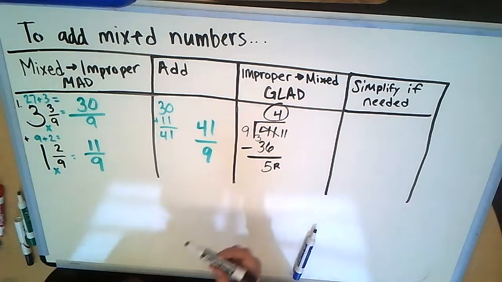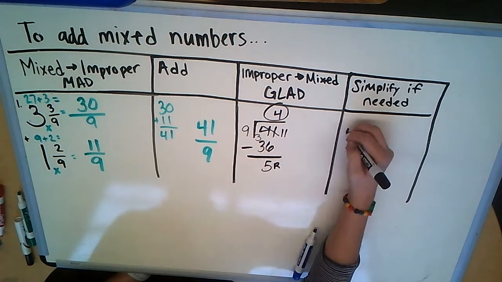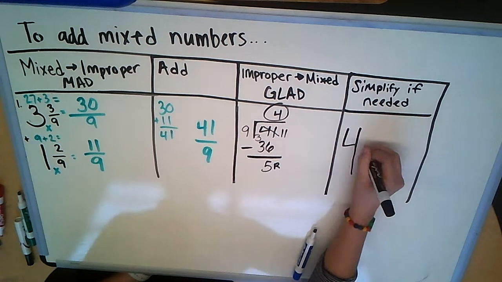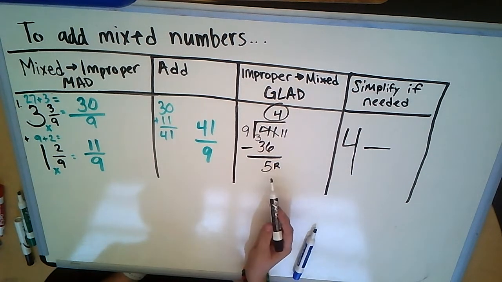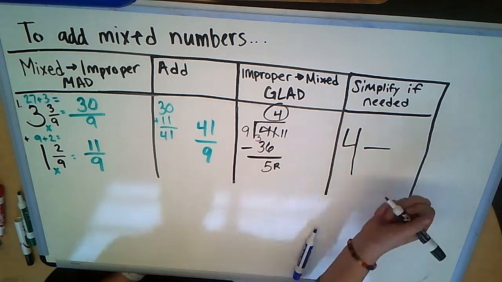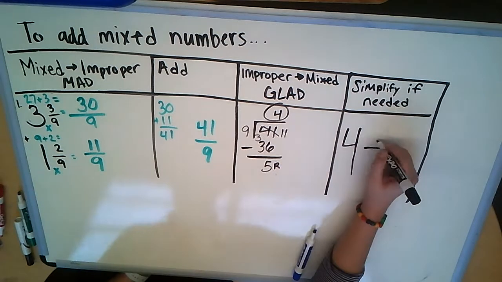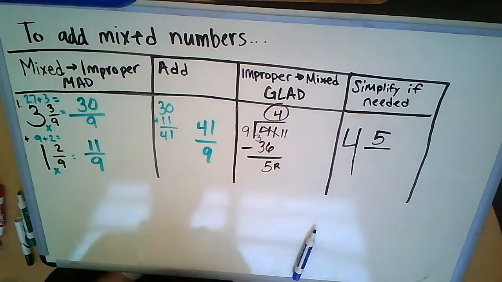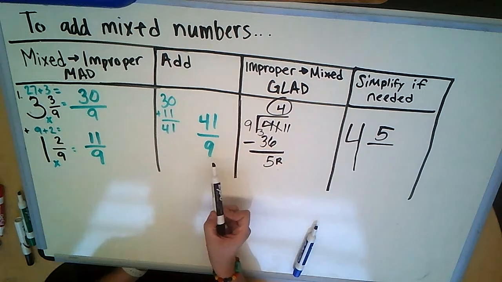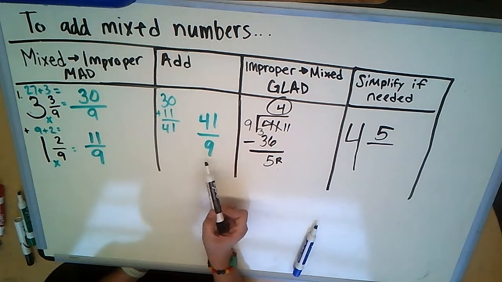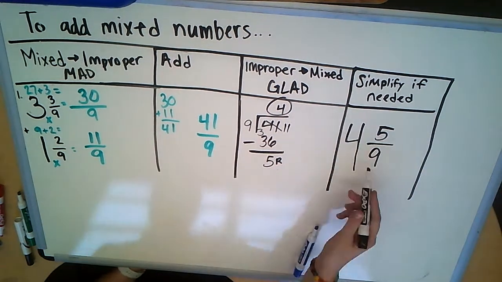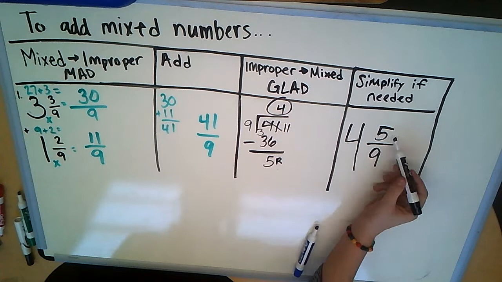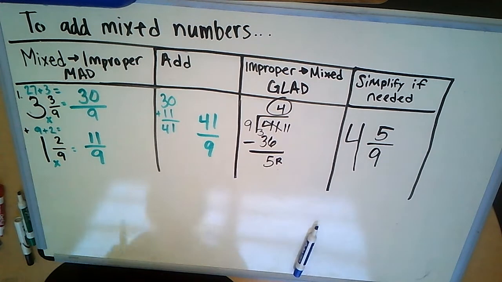Finally, this number is our whole number, so I'm going to make that number big and make our fraction bar on the side. Our remainder becomes the numerator, so 5 up here. And our denominator always stays the same. So if we look back at our fraction, the denominator is 9. And that's as simple as we can get it on 5/9, so we don't need to simplify it at all.